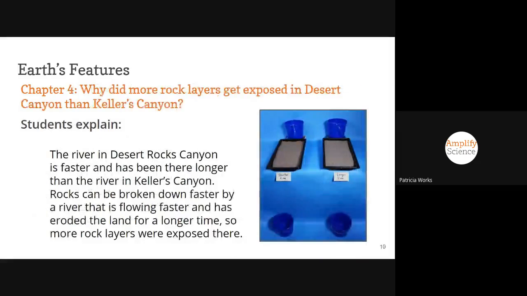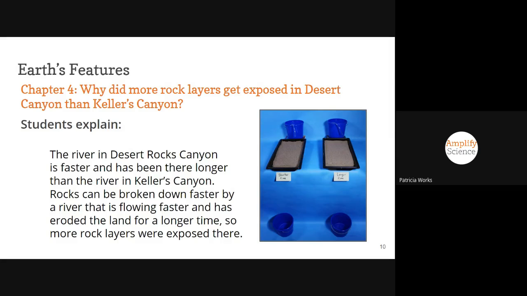In Chapter 4, students answer the question, why did more rock layers get exposed in Desert Canyon than Keller's Canyon? Experiences in this chapter lead students to discover that rocks can be broken down and eroded by things in the environment, such as wind, water, plants, and ice. The speed of water and the amount of time it flows affect how much rock it erodes in a canyon.